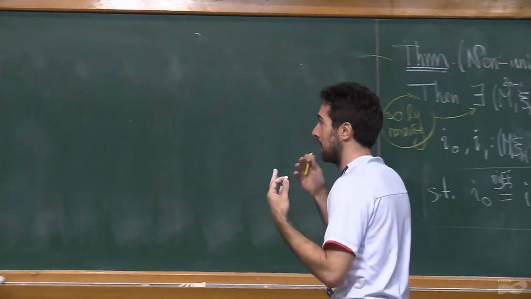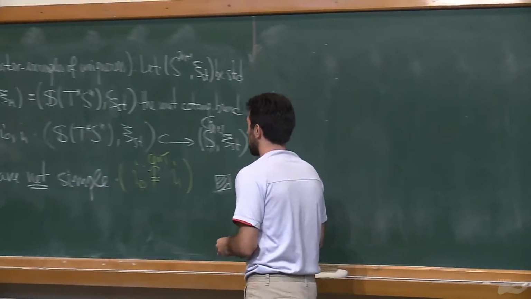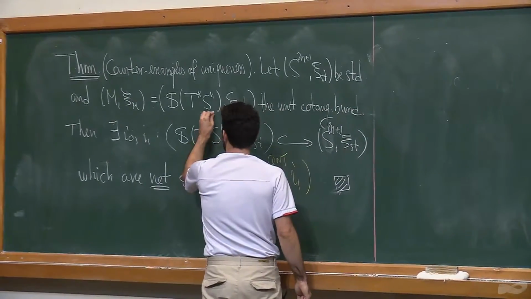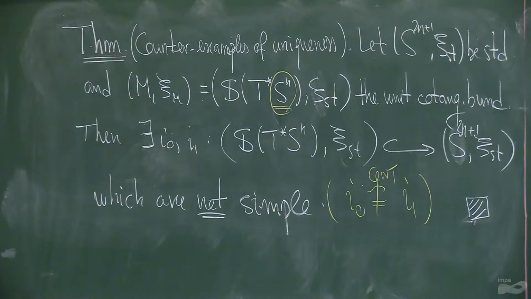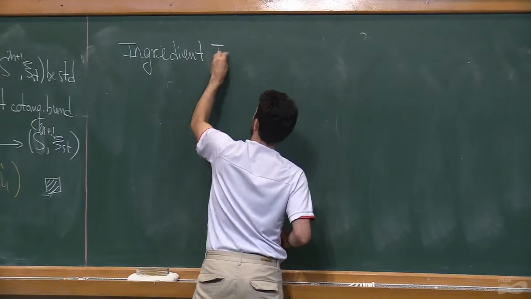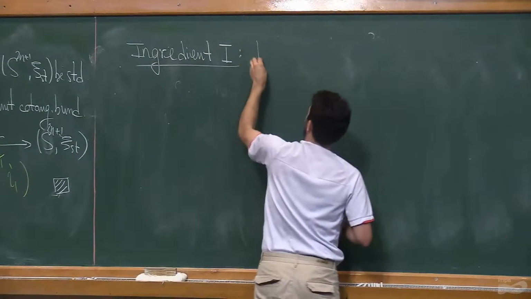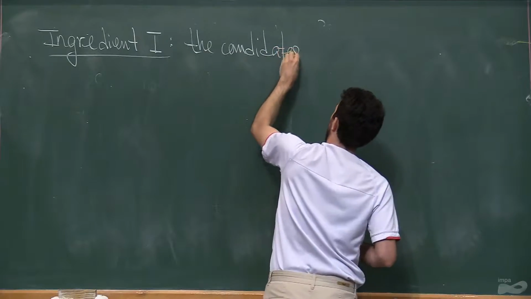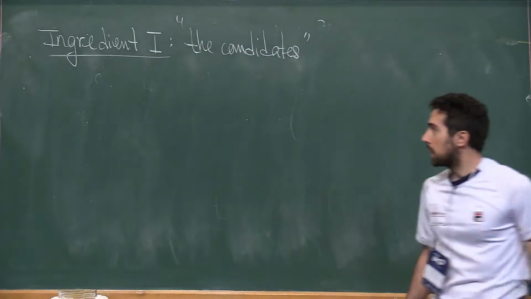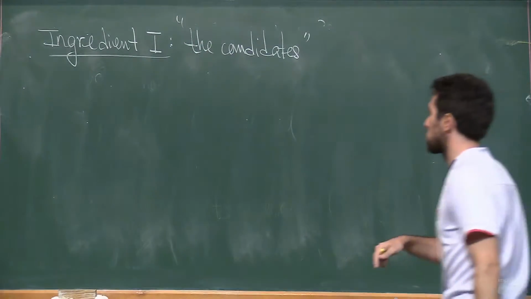So okay, here's the idea for this very simple class of counterexamples. Well, I'm going to start with Sn inside of this standard S2n+1, and I'm going to ask that Sn is actually Legendrian. So let's go for the proof. The first ingredient is, how do you construct this thing? Ingredient number 1, the candidates. And the idea is, well, let's pick a Legendrian sphere inside S2n+1.